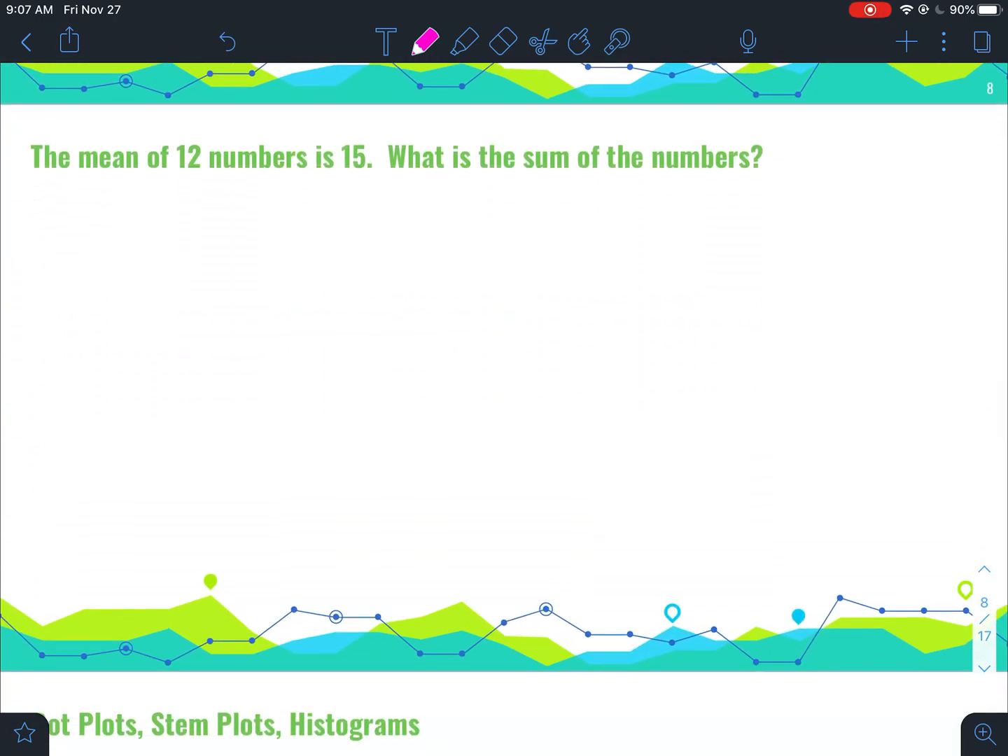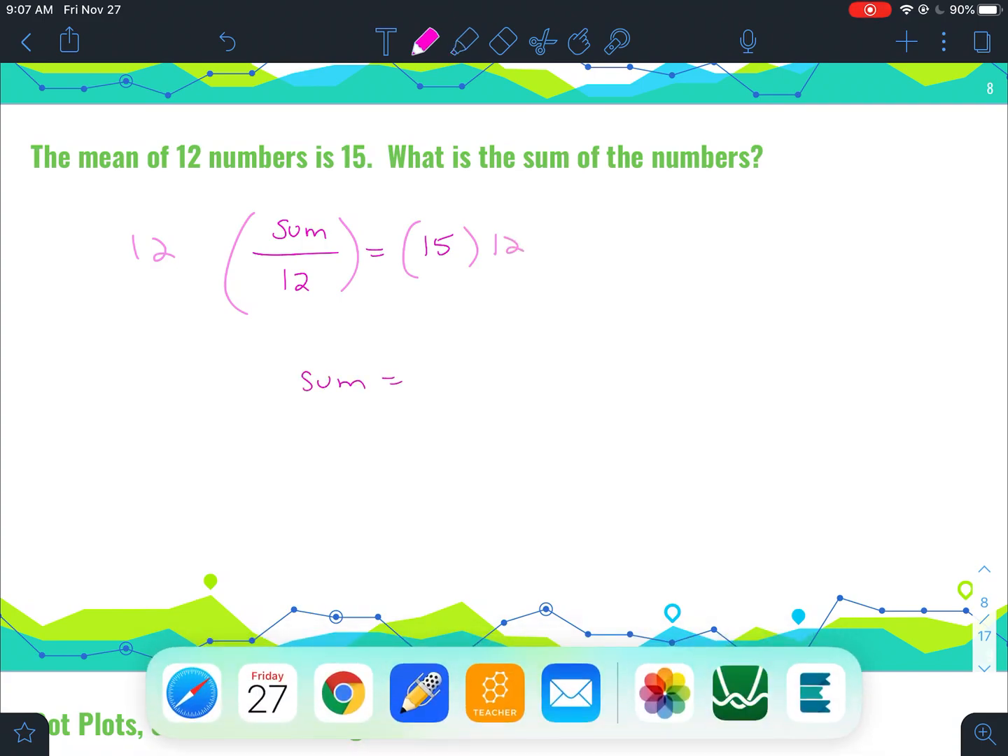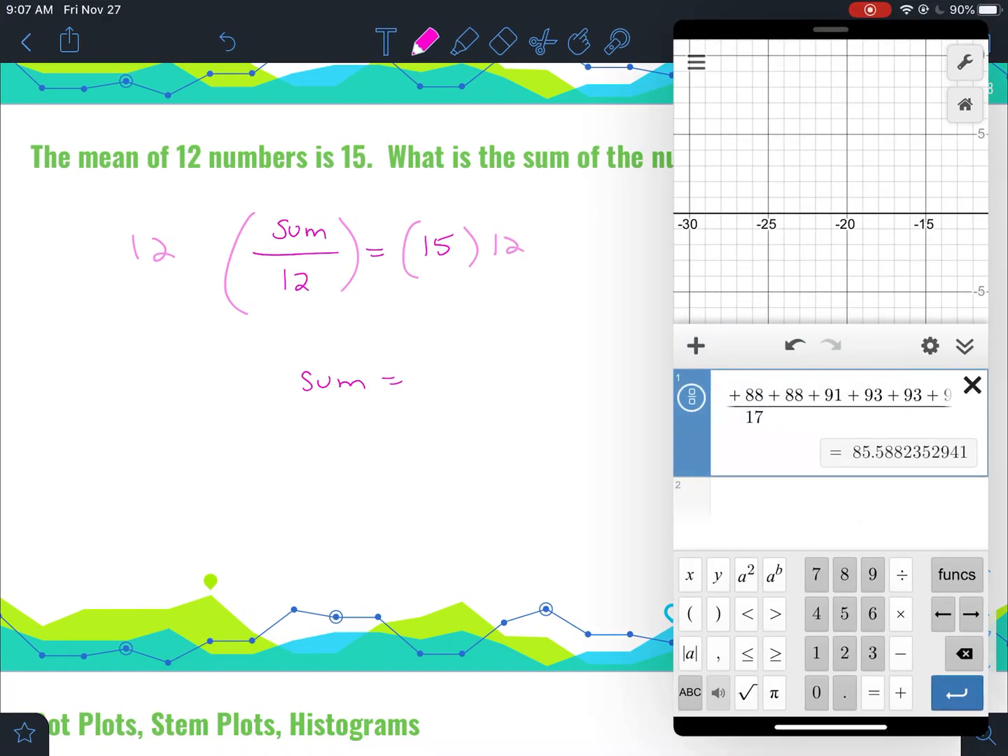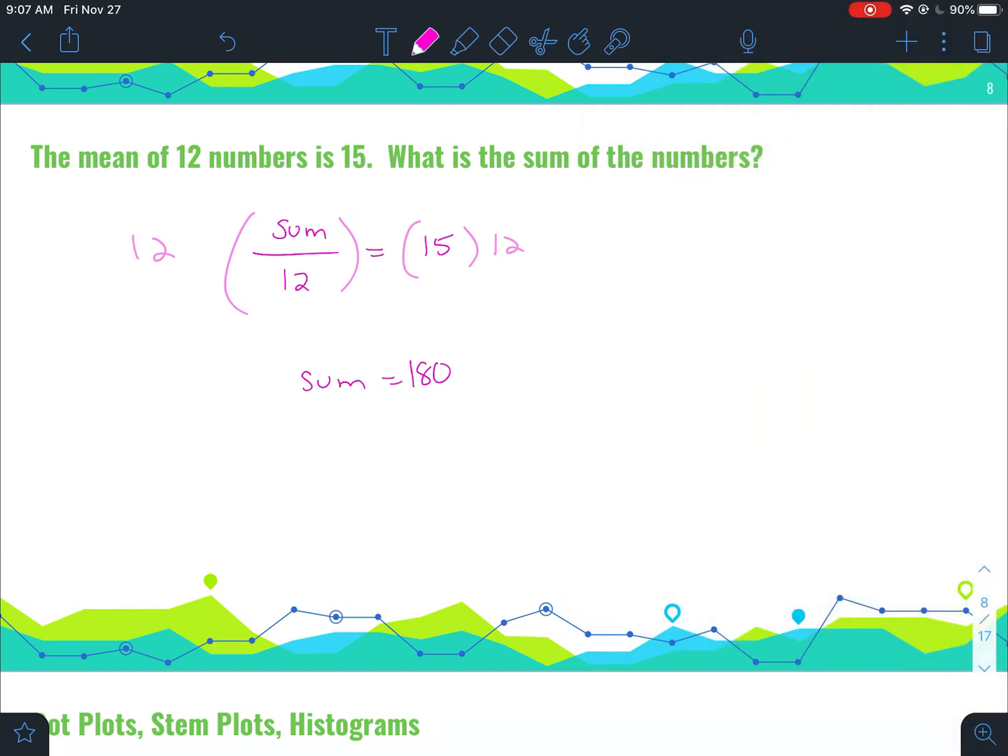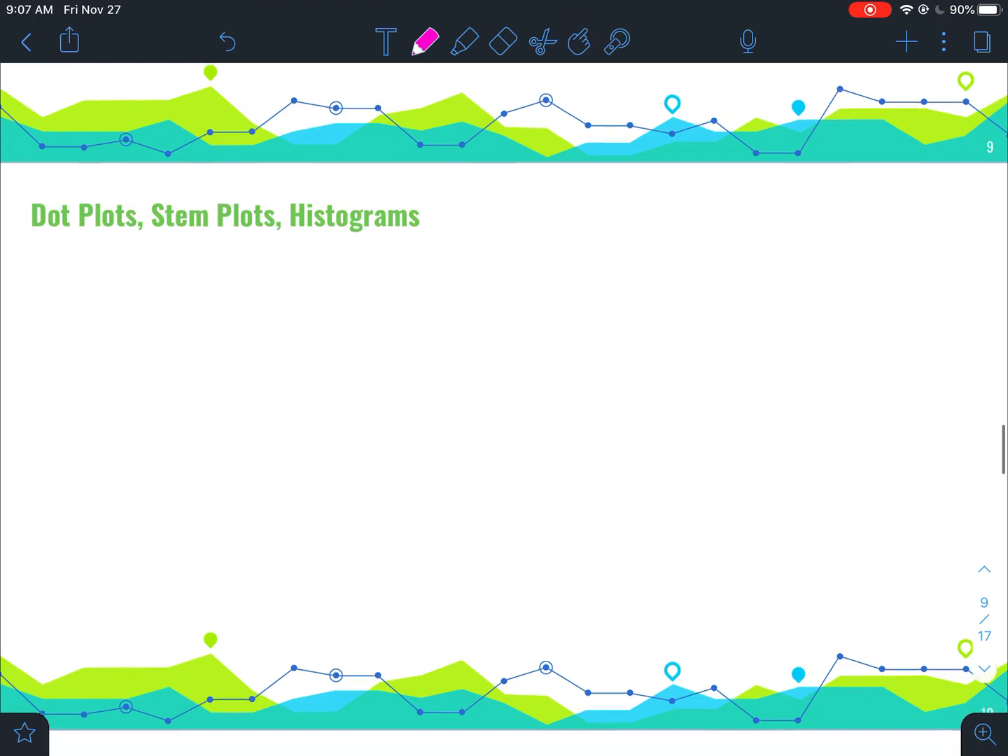The mean of 12 numbers is 15. What is the sum of the numbers? Okay, well, if you added up all of the numbers and you divided by 12, you'd get 15. So if they want to know what the sum of the numbers are, you would just take 15 times 12, and that would give you the sum of all of those data numbers. So the sum is going to be 15 times 12, which is 180. So the sum of those 12 data points would be 180.